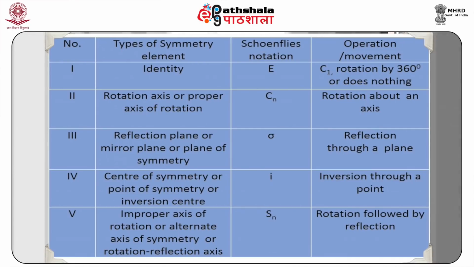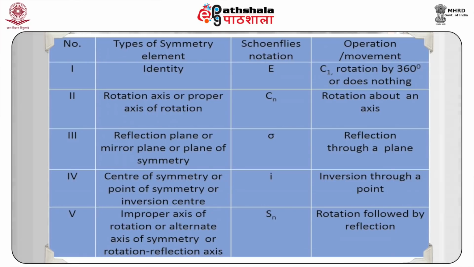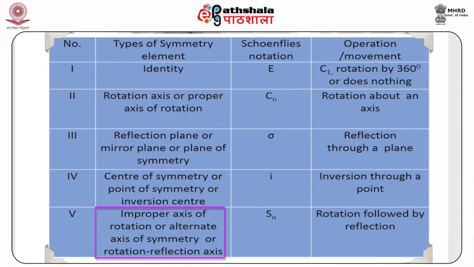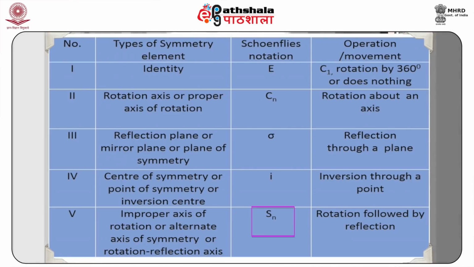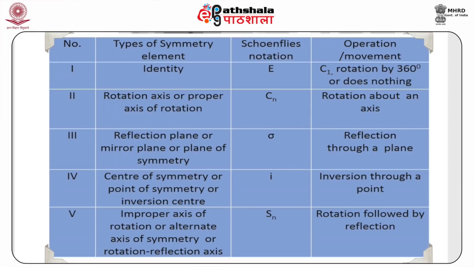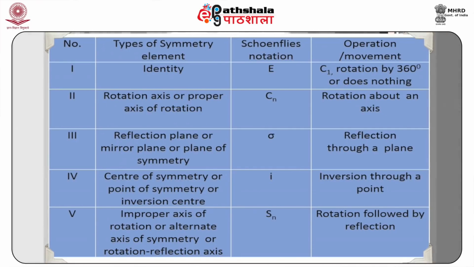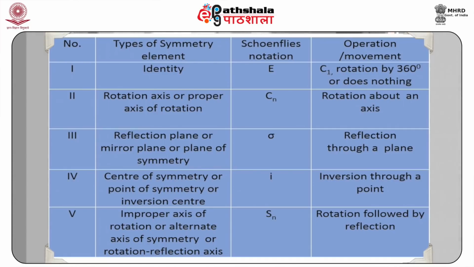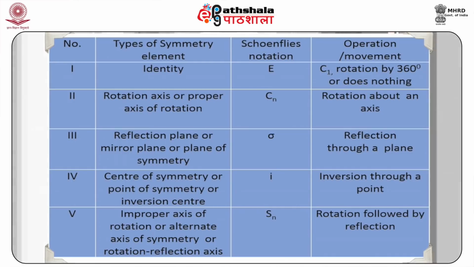Now, the fifth symmetry element, improper axis of rotation or alternate axis of rotation. The symbol given is Sn. Now, in this symmetry element, it is a combination of two symmetry operations: rotation about a symmetry axis followed by reflection in a plane which is perpendicular to the rotation axis.